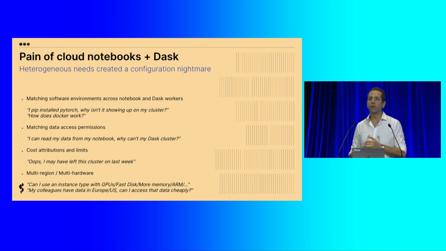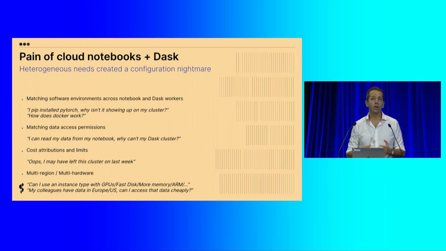We had to match software environments. Someone would pip install scikit-learn on their notebook and be confused why they didn't get scikit-learn also on their Dask cluster. People would have development scripts that they were running and were confused why those weren't remotely available. People wanted to access data. They had installed their AWS permissions on their notebook, but for some reason couldn't access data remotely. They sometimes left clusters on for long periods of time. That was very expensive. We were giving them big guns to play with, and they were misusing them sometimes.